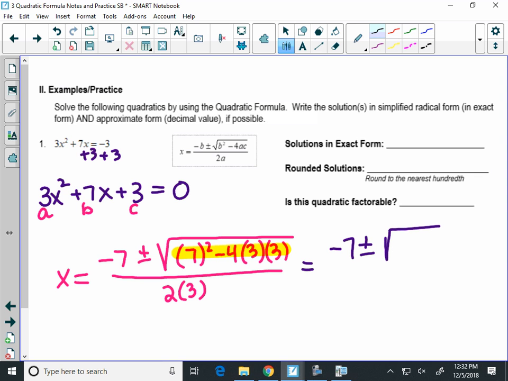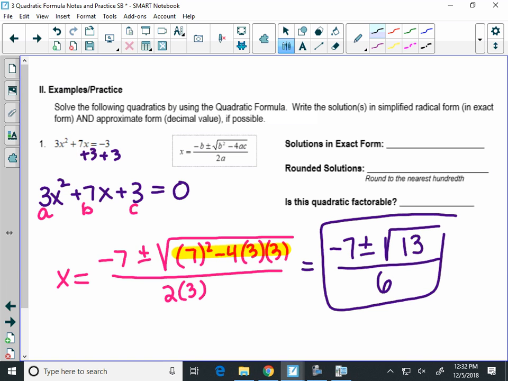And tell me, what do you get under the radical there? 13? Yep, that should be right. 49 minus 36 is 13. Do you guys agree or disagree with 13? You agree? All right. Now I have to think. Can I simplify the square root of 13? No. So this is your final answer. This is the exact answer. So that goes on that top line there.